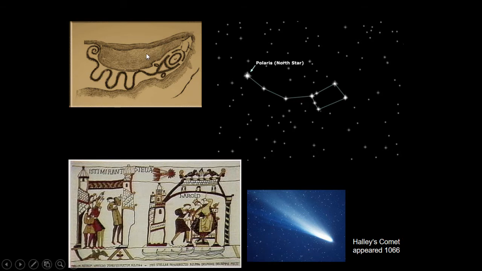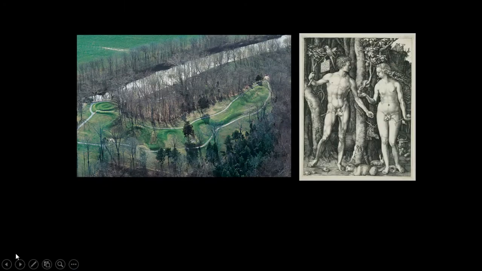Maybe it's an apple, snakes, apples. I found the Garden of Eden. So if you've ever wanted to know where the Garden of Eden was in the book of Genesis, it's here, the Great Serpent Mound outside of Cincinnati.